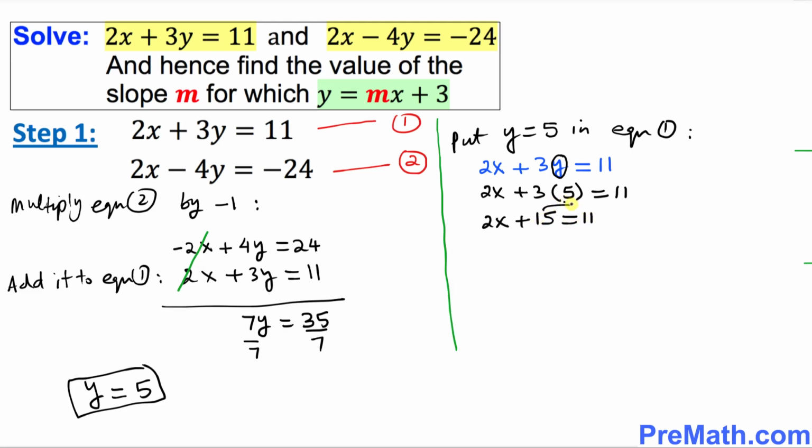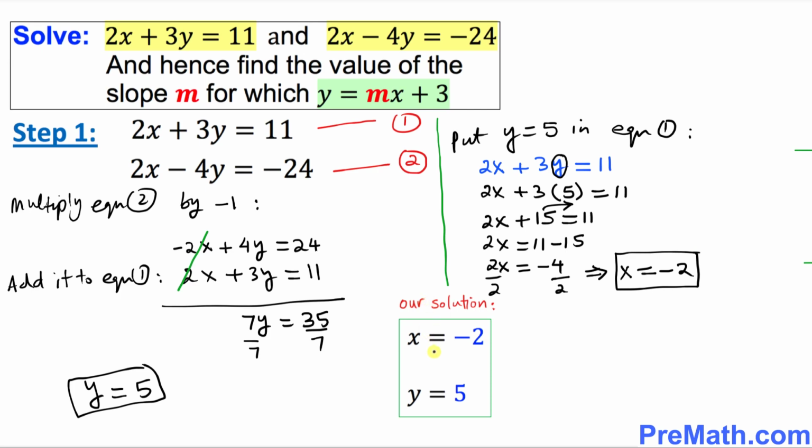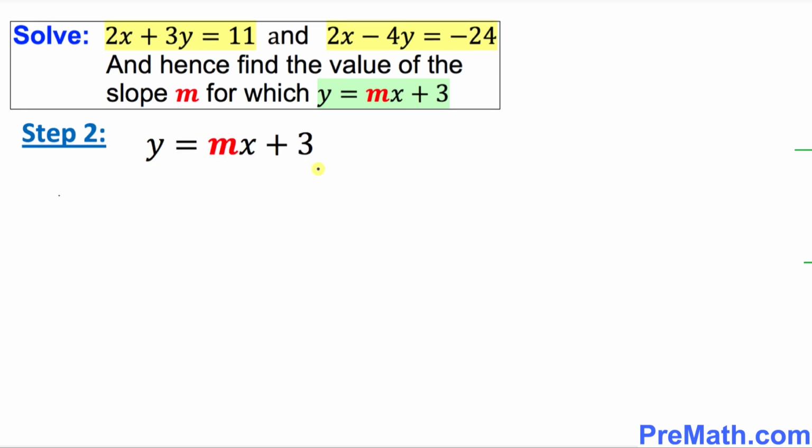Let's move this 15 to the other side. So 2x equals 11 minus 15. So 2x turns out to be equal to -4. Divide both sides by 2. That means x turns out to be -2. So thus our solution turns out to be x equals -2 and y equals 5 for these two equations. And here it is.